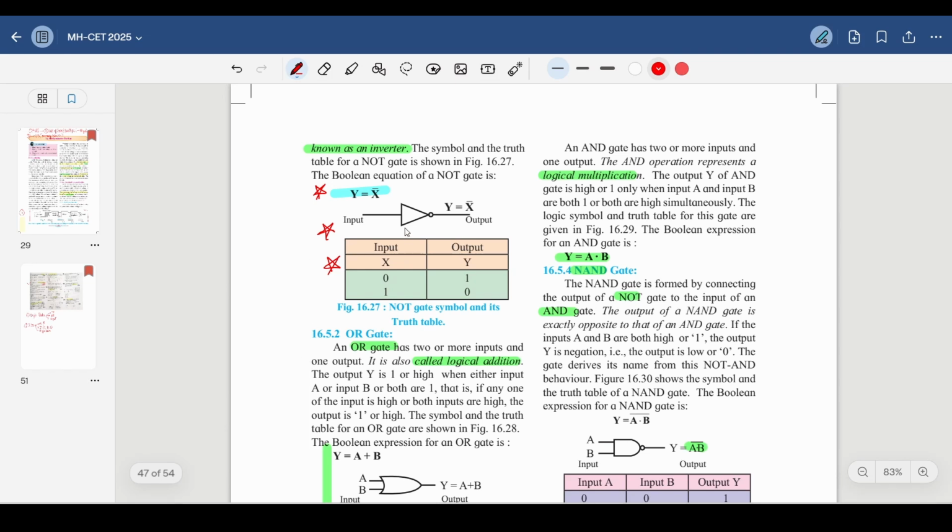So as I told you, this is the input X, this is the output Y. If the input is 0, the output will be 1. If the input is 1, the output will be 0. Yes. Now next.